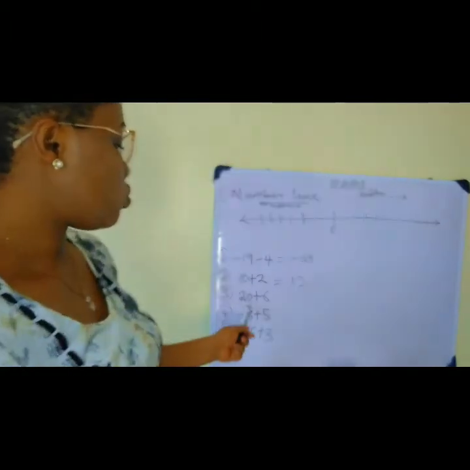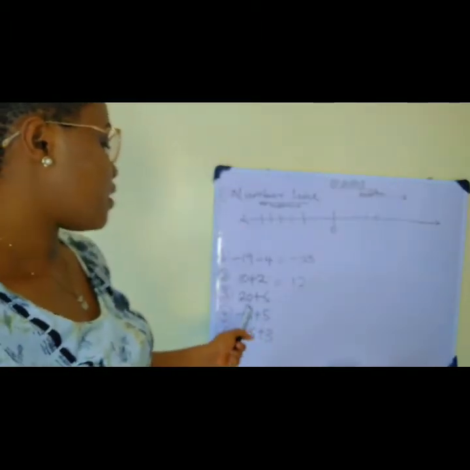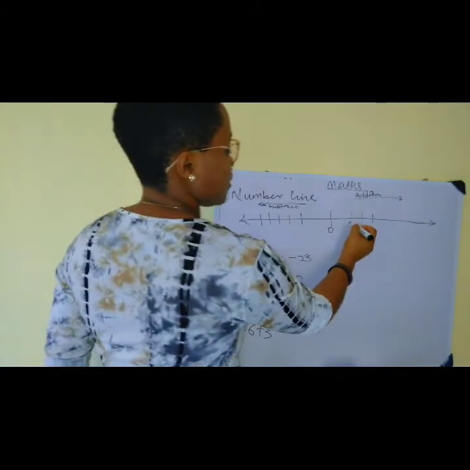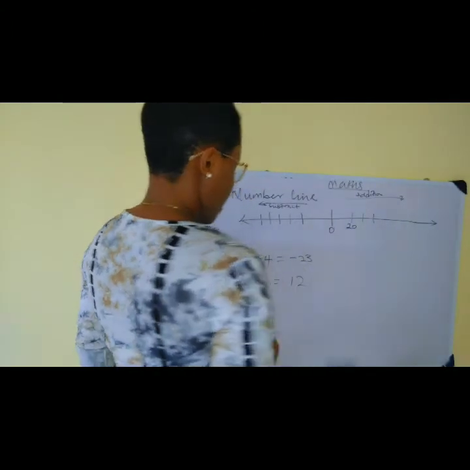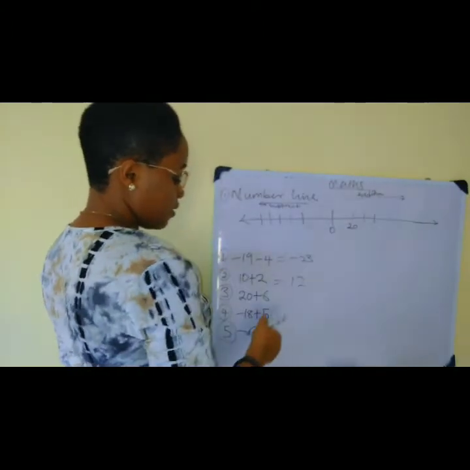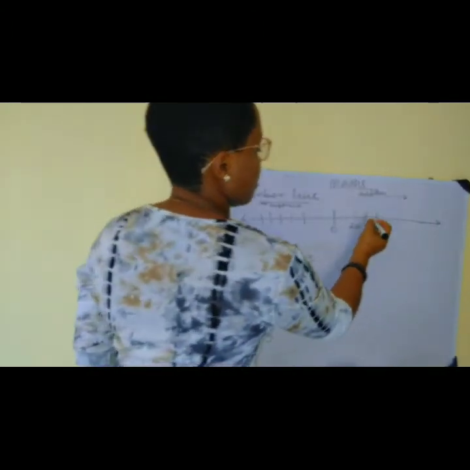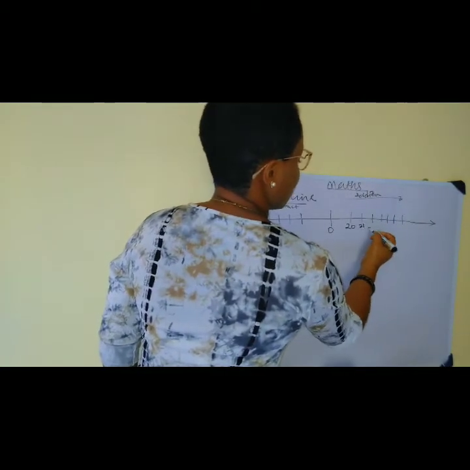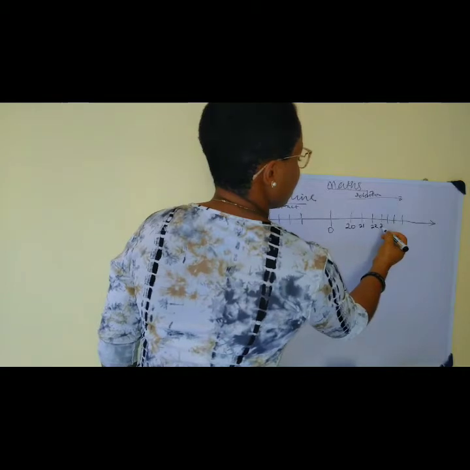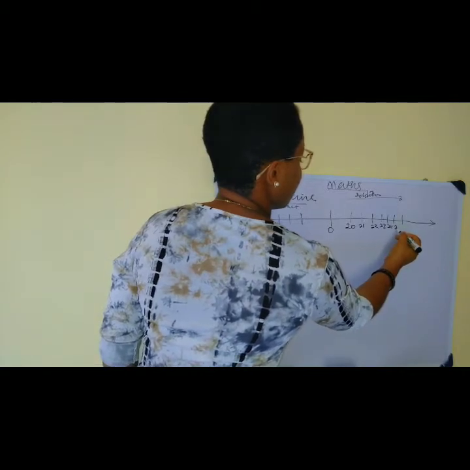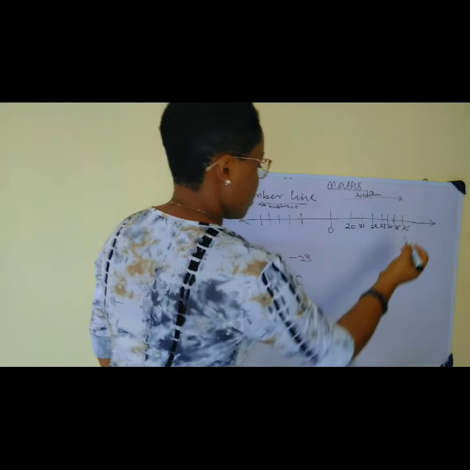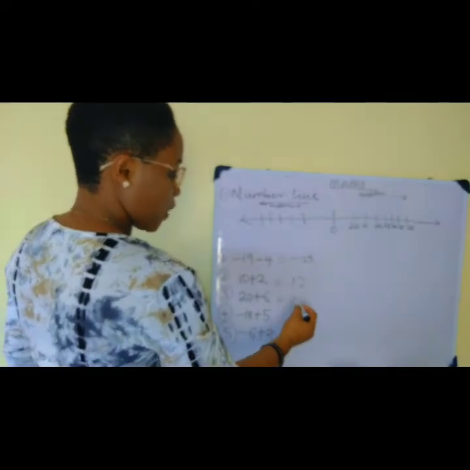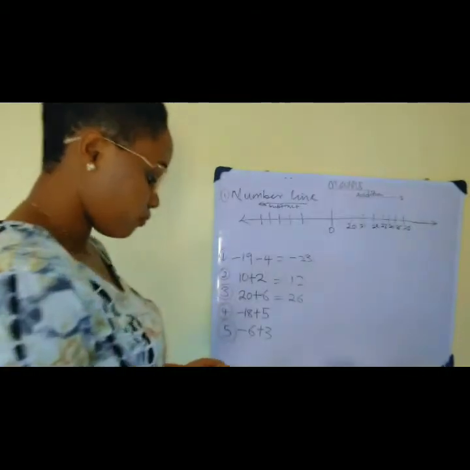Now the third one is 20 plus 6. That's positive 20 plus 6. Let's assume that this is our 20 and we're adding. So we're going right. Plus 6. 1, 2, 3, 4, 5, 6. 21, 22, 23, 24, 25, 26. So this is 26.